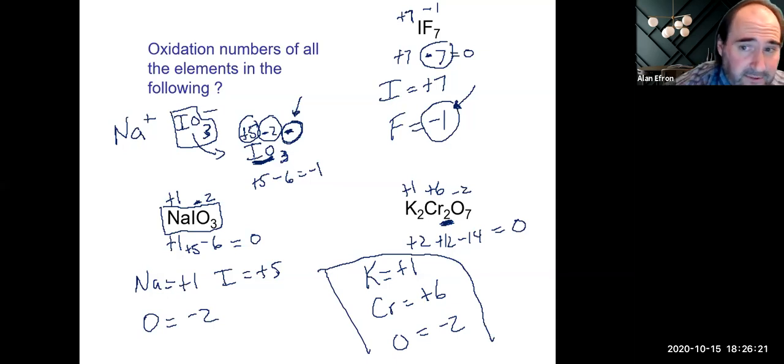Question on how to assign oxidation numbers. Really important to know how to do this for balancing redox reactions, and more importantly as well, trying to figure out what is being oxidized, what is being reduced. Being able to correctly identify these oxidation numbers is really helpful in that. Any questions on identifying oxidation numbers or states?